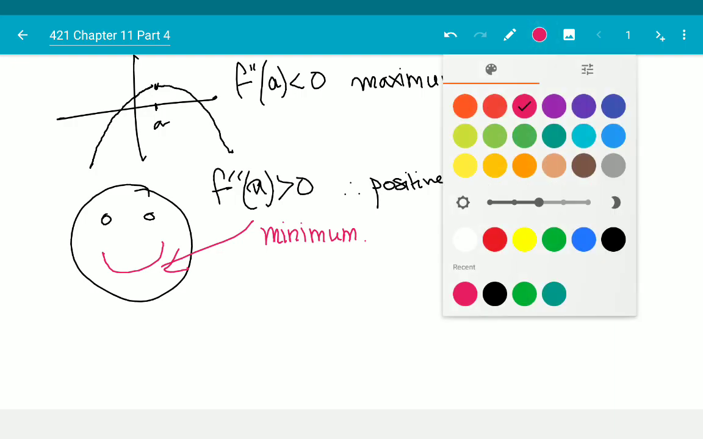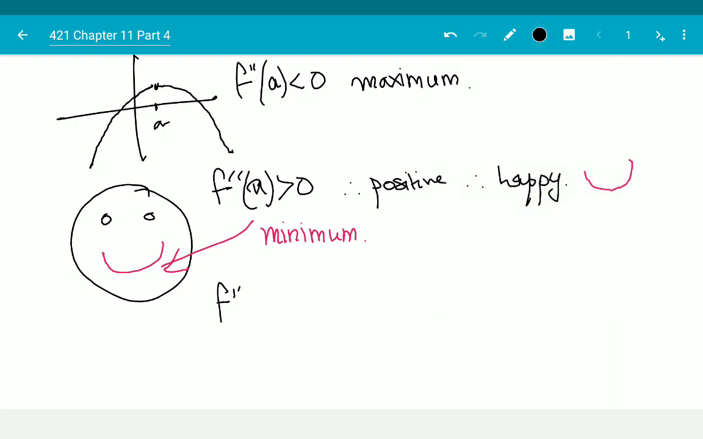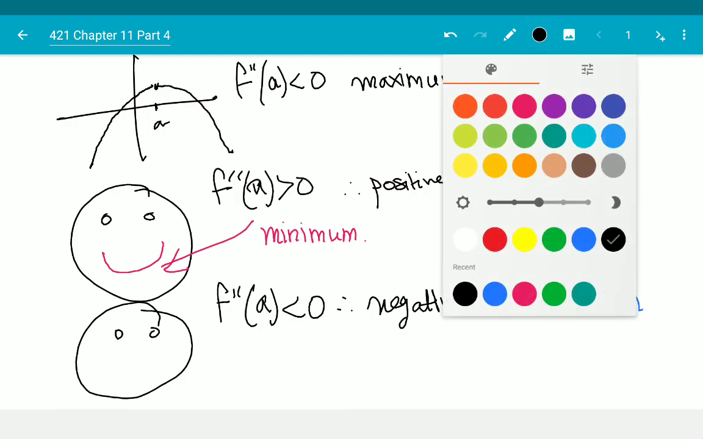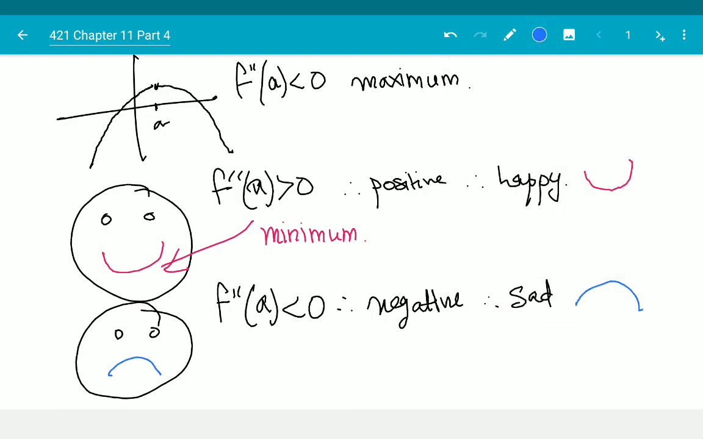Okay. If f double prime of a is smaller than 0, then you're feeling negative, and therefore you're sad. Let's say you're feeling blue. Then you're feeling sad, and your face is going to look like this. And that's a maximum.